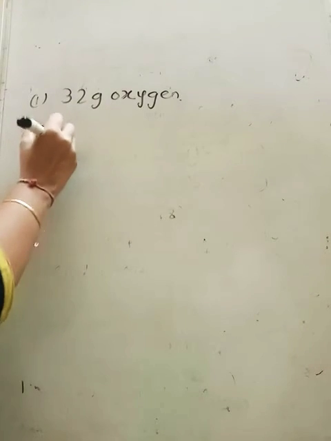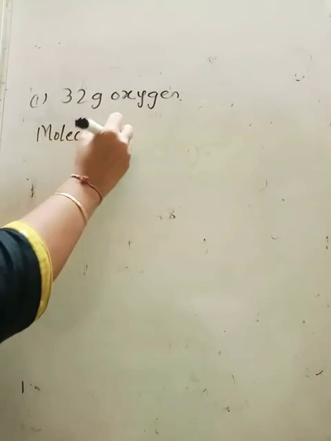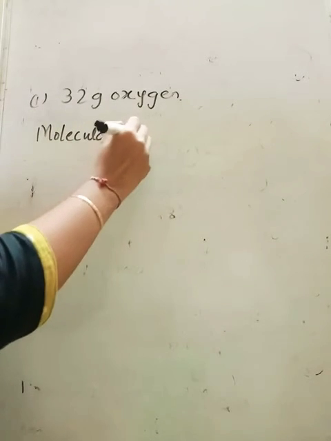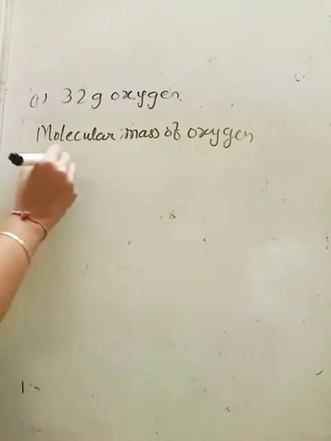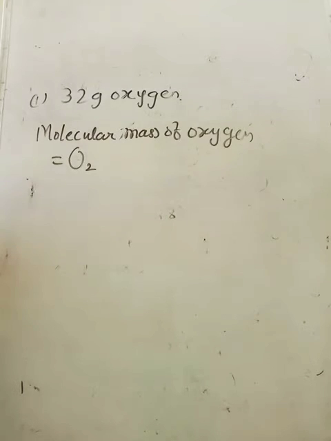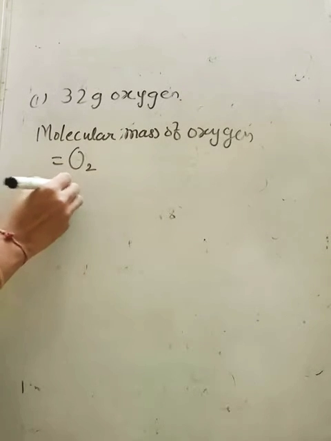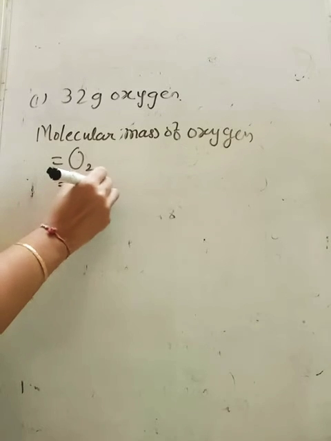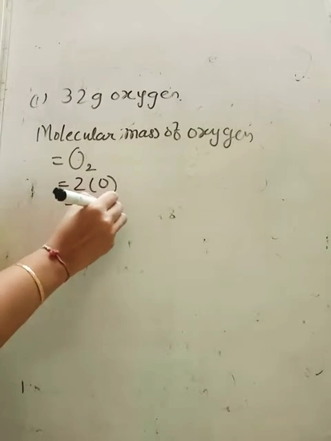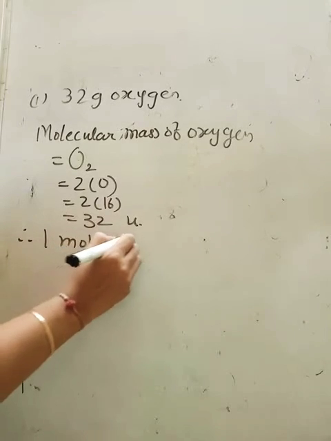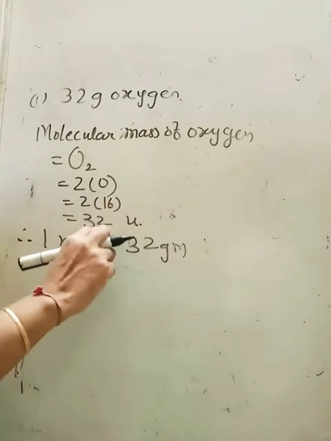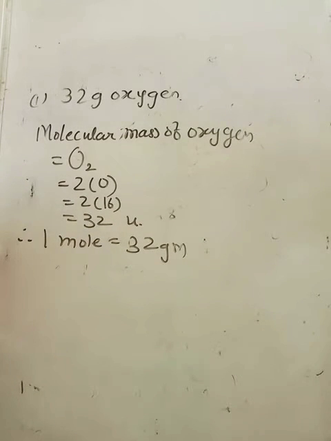So first of all, we'll write down the molecular mass of oxygen. Now oxygen is what? Diatomic in nature, isn't it? So 2 into O. So 2 into 16, that is 32 Dalton. And therefore 1 mole is equal to 32 grams. Do you agree? Molecular mass expressed in grams.